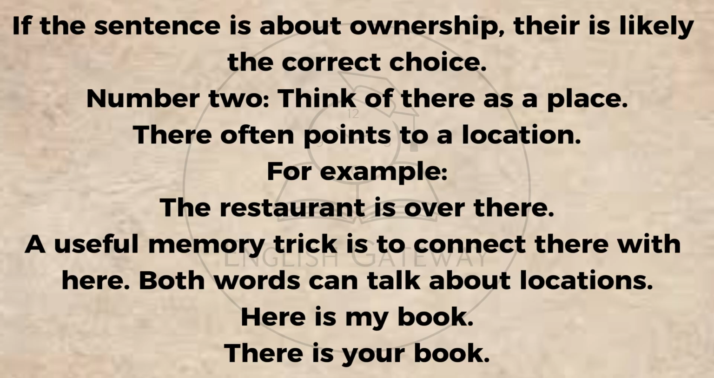Number 2, think of there as a place. There often points to a location. For example, the restaurant is over there. A useful memory trick is to connect there with here. Both words can talk about locations. Here is my book. There is your book.